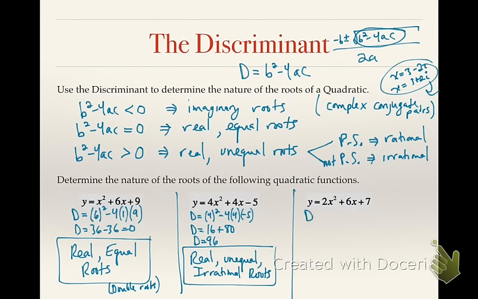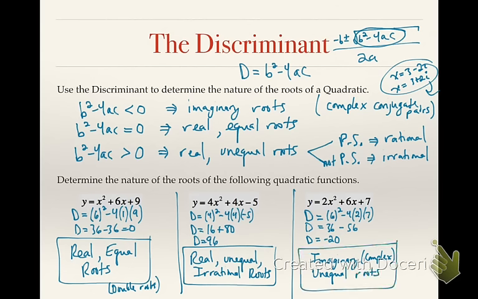Let's look at this last one. Discriminant: b squared, so 6 squared, minus 4 times a times c, gives us 36 minus 56, which gives us -20. So here we have imaginary, or should I say complex. Sometimes they refer to them as imaginary, but it's really complex, and they're unequal roots. You don't have to worry about rational or irrational, because again, that only applies to real numbers.